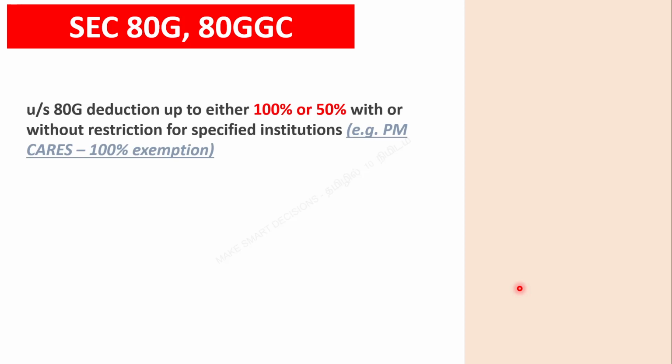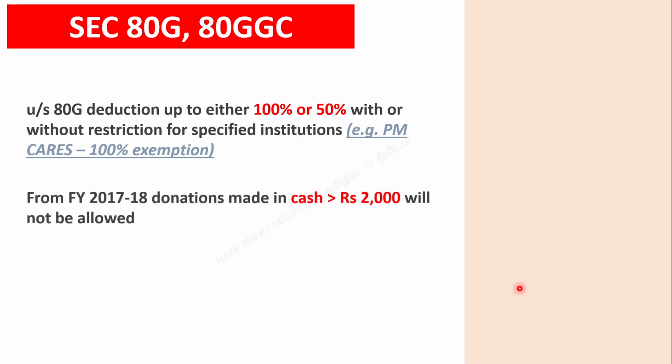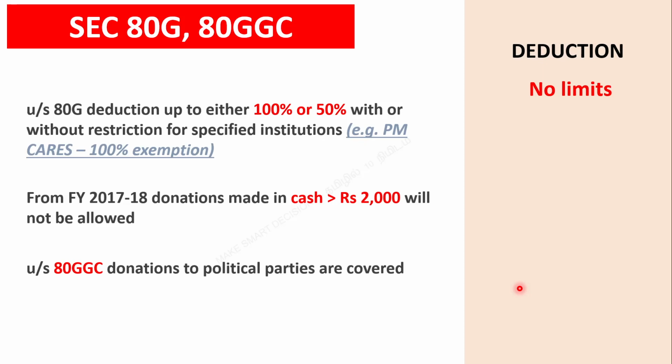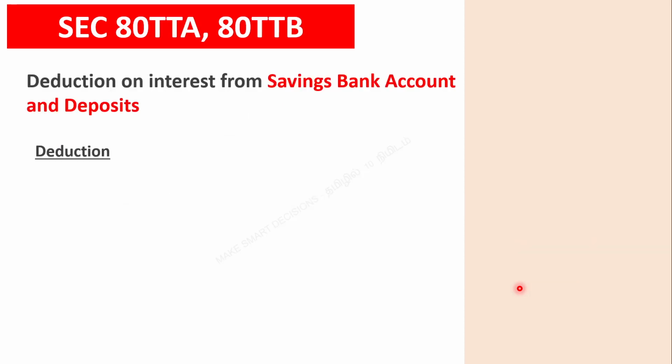Coming to section 80G and 80GGC, if you have made any contributions to any institution such as PM CARES, you can claim deduction on that. So depending on what type of institution it is, you can claim a deduction of either 100% or 50%. But if you are paying the donations via cash, only 2,000 will be applicable. For 100% exemption or more exemption, you will have to either pay through cheque or through wire transfer. You don't have any limits to this deduction, and the tax savings will depend on your tax slab and the amount of deduction.